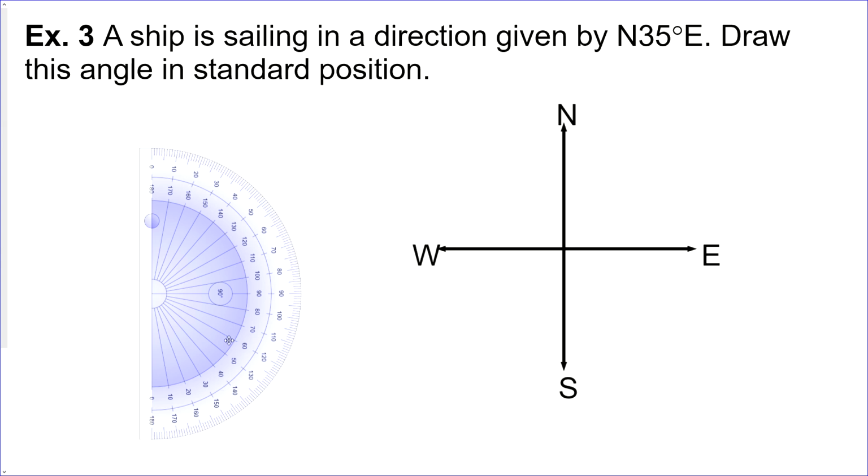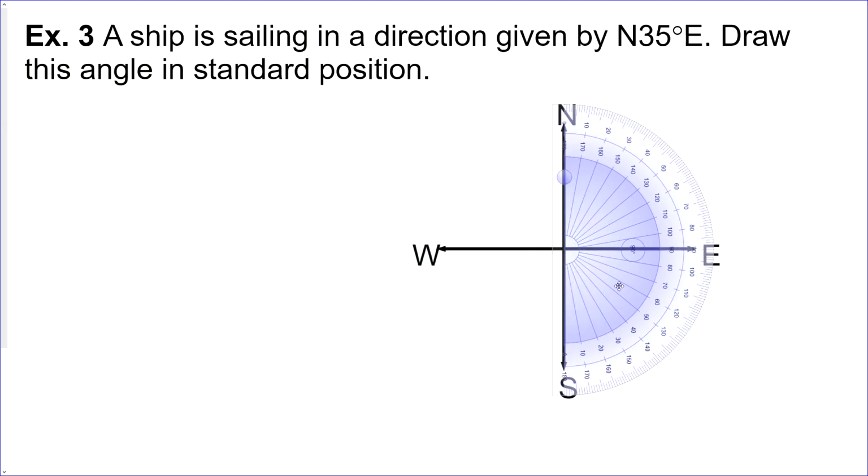A ship is sailing in a direction given by north 35 degrees east. A lot of questions have this type of direction, so let's see what it means. North is the direction that they're taking their measurement from, and 35 degrees means that they moved from north 35 degrees towards this direction here. So let's see where that would be. So we line our 0 degrees up with north, and then we look 35 degrees towards the east direction, and that would be here.